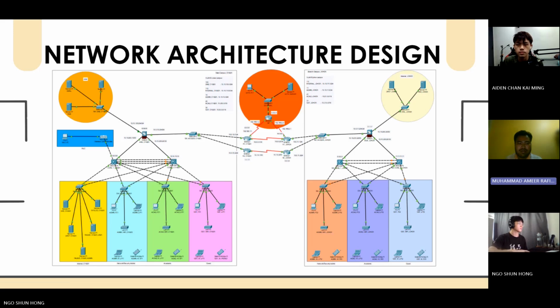So next slide. As sir can see, this is our network architecture design. On the left is the main Cyberjaya campus, while on the right is the Johor Bahru campus. In the middle, there are 4 routers that act as ISP, and the red dot in the middle is the outside users that will try to connect between the two campuses. Okay, so next slide.